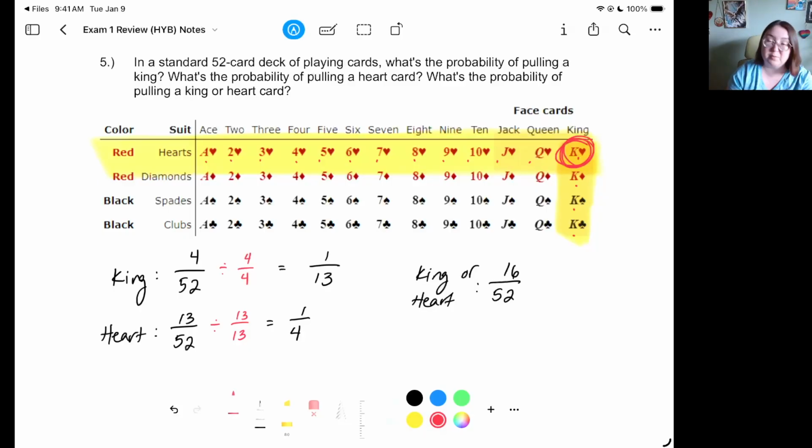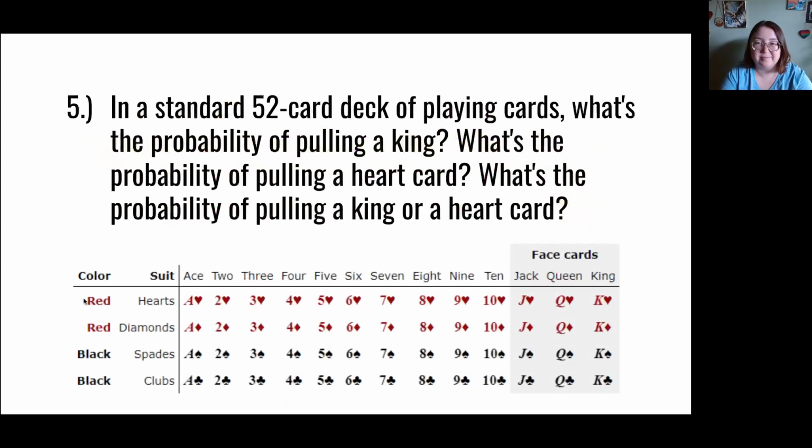All right, then once you have it, right, we want to answer as a simplified fraction. 52 we already established is divisible by 4, and so is 16. So we're going to divide by 4 once again, and that will give us 4 over 13. So the probability of pulling a king or a heart card is 4 out of 13, or 4/13. So, all right. Let's go ahead and go on to our next one.